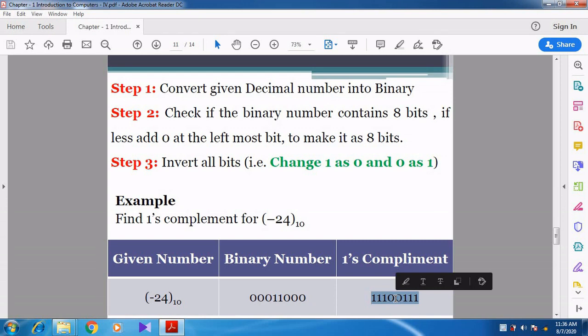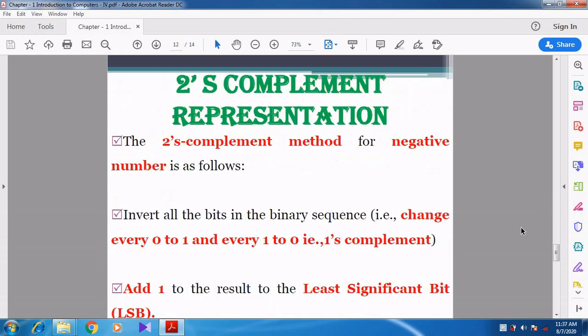Can you understand, students? Very simple. Whatever decimal number they are giving, convert it to binary. After converting the decimal number to binary, what do you want to do? You want to invert. Invert means just change 0 to 1 and 1 to 0. So this is how we find the ones complement. Right. Now we are going to see the third and last method, 2's complement.